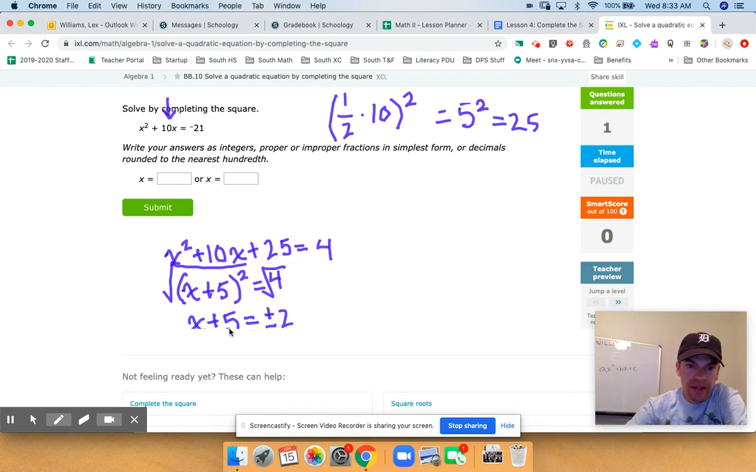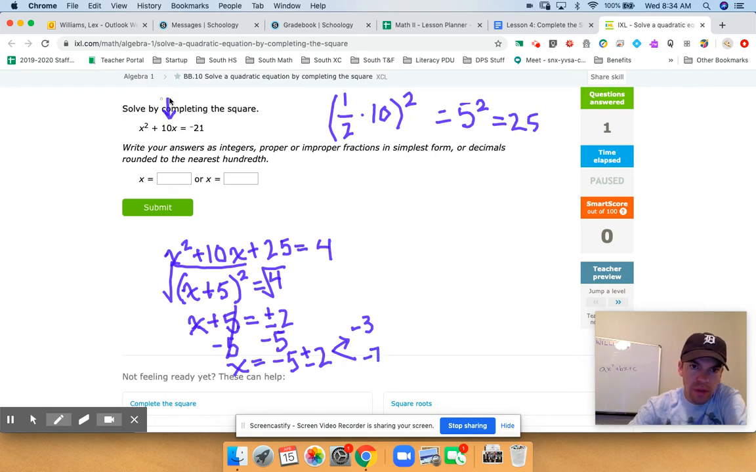I'm not sure why this got cut off here, but I'm going to redraw it. This is my x. So x plus 5 equals plus or minus 2. And to get rid of a plus 5, I just subtract 5 from each side. Here this cancels out, and then I just have x is equal to negative 5 plus or minus 2. So I'm going to have my two answers right here. One of them will be negative 5 plus 2, that's negative 3. The other will be negative 5 minus 2, that's negative 7.